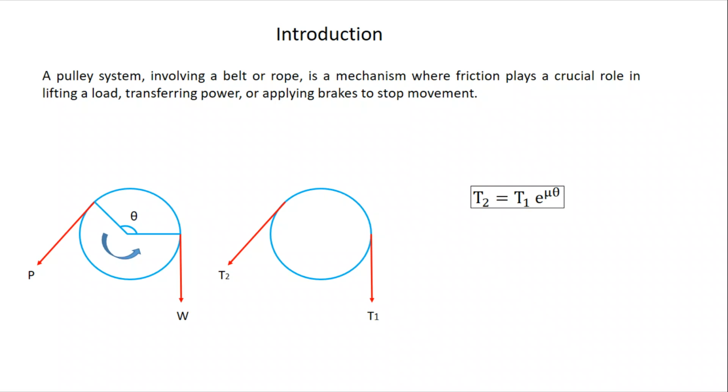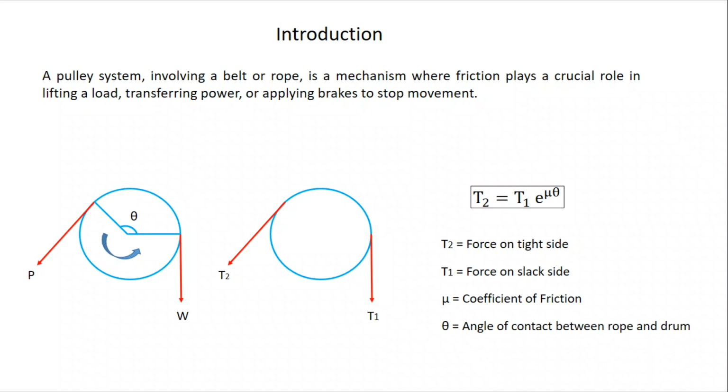We already derived this equation, so we directly see here the relation between the tension in the tight side and the tension in the slack side. T2 is equal to T1 e raised to mu theta. What are mu and theta? Mu is the coefficient of friction and theta is the angle of contact. T2 is the force in the tight side, T1 is the force in the slack side, mu is the coefficient of friction, and theta is the angle of contact between the rope and the drum.